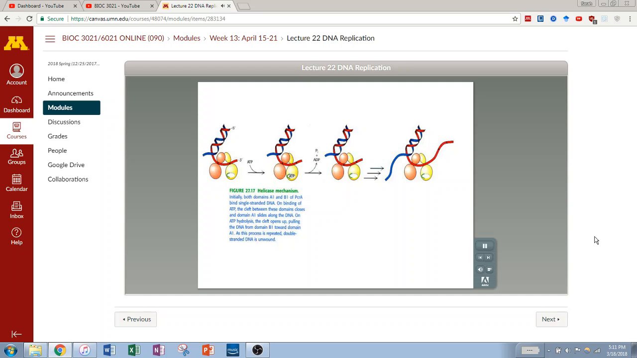The separation of DNA strands is promoted by an ATP-dependent helicase enzyme. The helicase enzyme slides along single-stranded DNA, gradually unwinding it. The A1 and B1 domains of the helicase have a cleft between them that closes when ATP is bound, causing domain 1 to slide along the DNA. When ATP is hydrolyzed, the cleft between the two domains opens up, pulling the DNA from domain B1 toward domain A1.